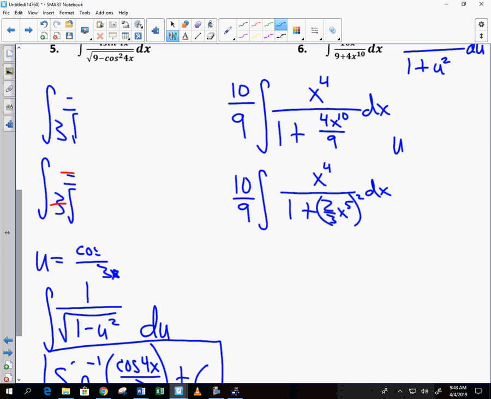So what is u? 2 over 3x to the 5th. What is du? Do you have a 10? Do you have an x to the 4th? Do you have a dx? Do you have it divided by 3? You got to divide it by 9. So what do I have to do? 1/3 du is equal to 10 over 9 x to the 4th dx.